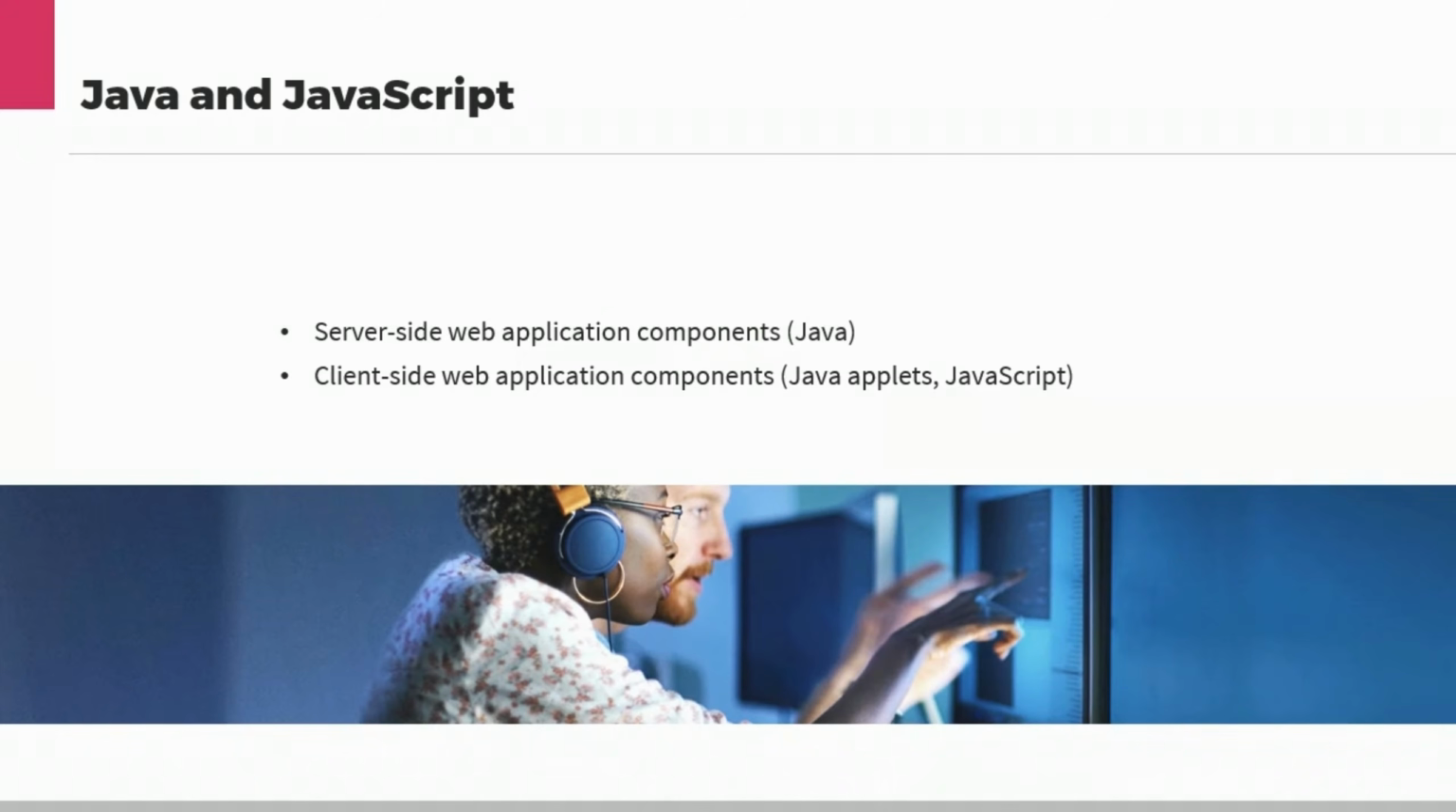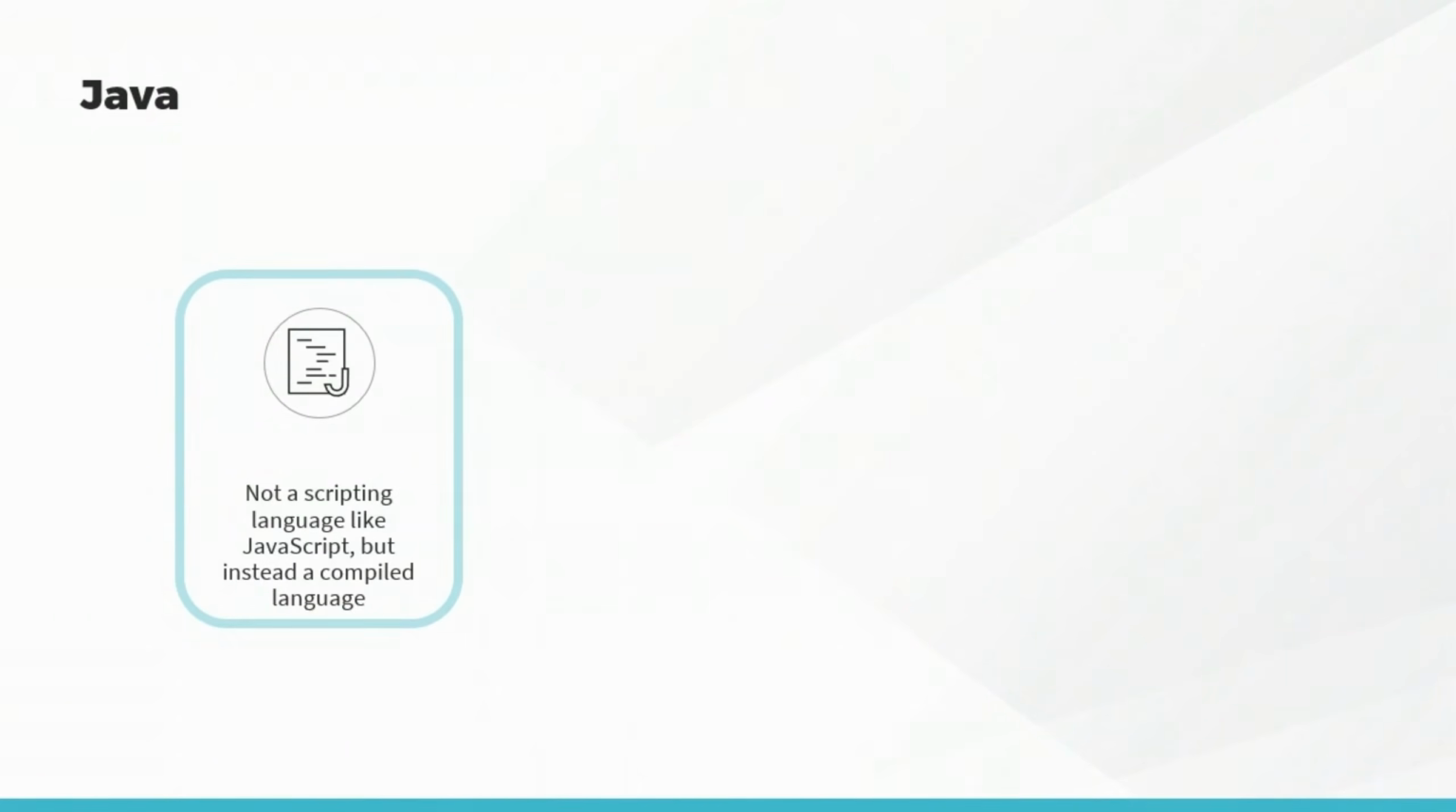But that's not the only thing it can be used for, it's a language and it has a wide array of possibilities. Let's start with focusing on Java itself. So Java is not a scripting language. It's not interpreted like JavaScript, but instead it's compiled. You compile a Java program.